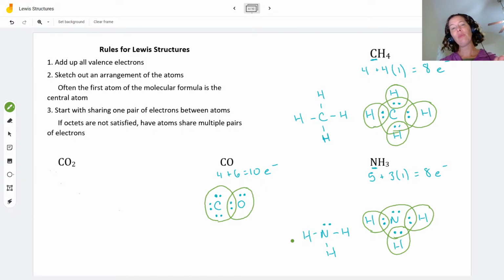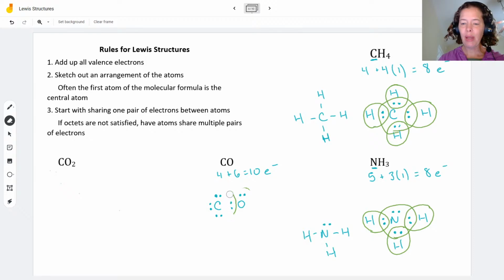So in this case, when you start with a single bond, or just sharing one pair of electrons, and you find that some atoms are short, then you need to make your atoms share more electrons. So right now my atoms are only sharing 2 electrons, or one pair. So let's change that up. Let's erase my circles. And instead of just sharing one pair of electrons, let's make them share 2 pairs.